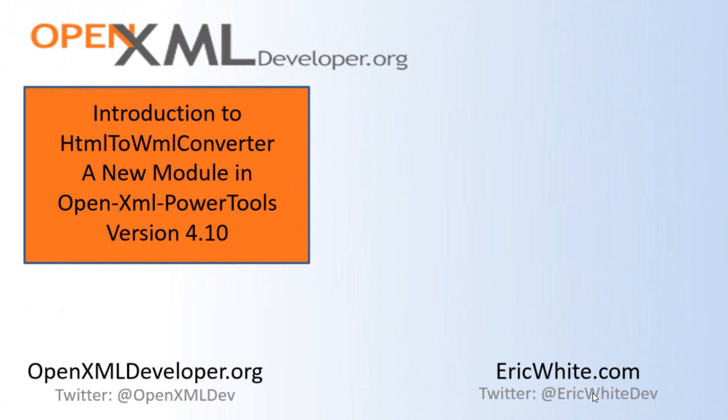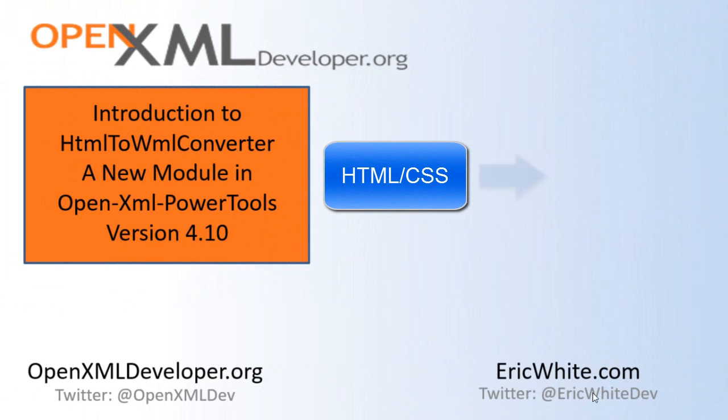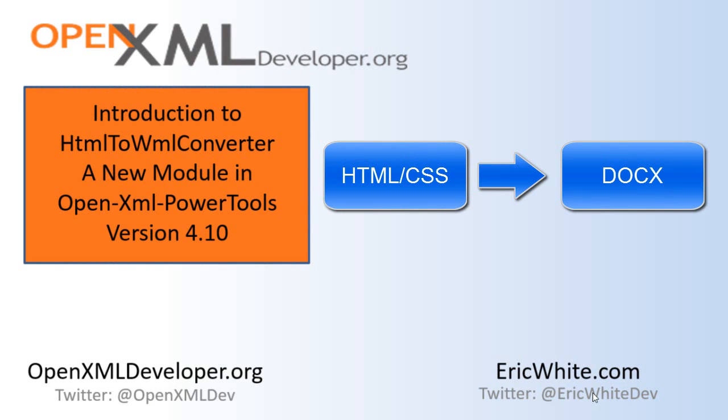Today I have the pleasure of announcing a new module in Open-Xml-PowerTools. This new module, HtmlToWmlConverter, takes HTML that is formatted with CSS and produces canonical word processing ML from it.